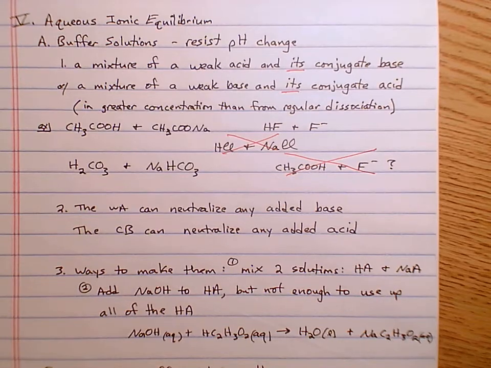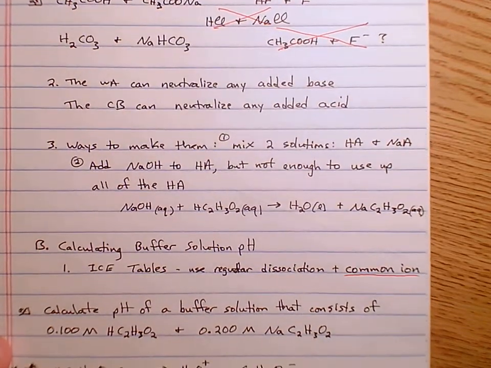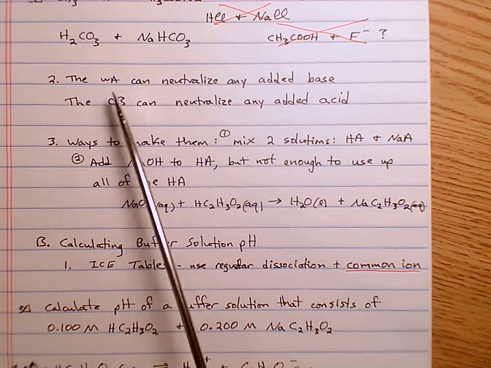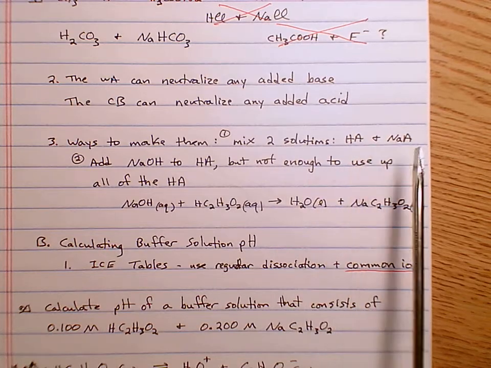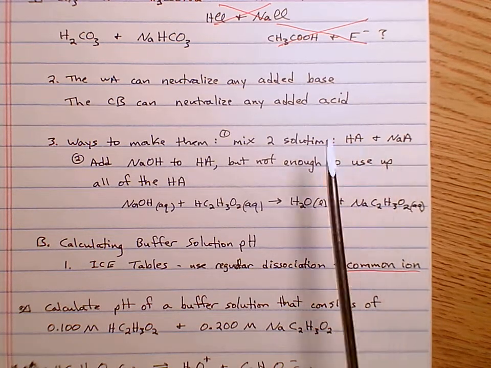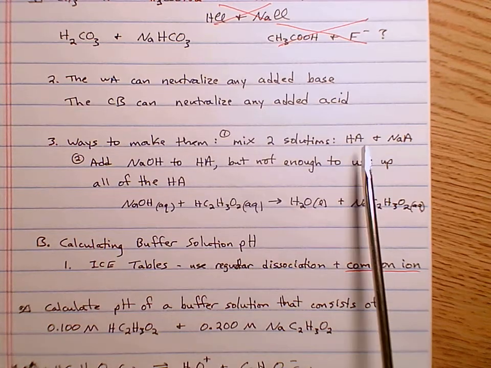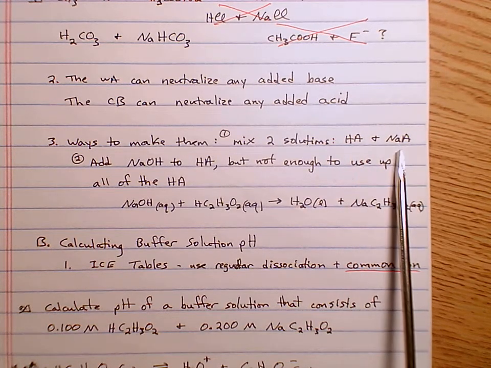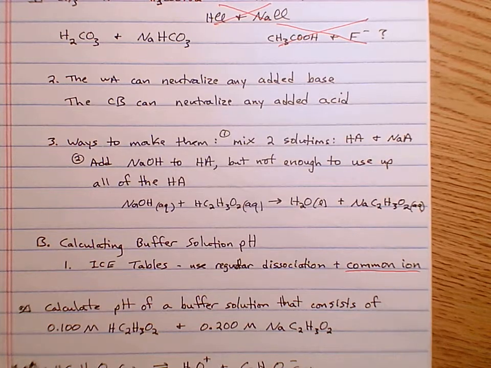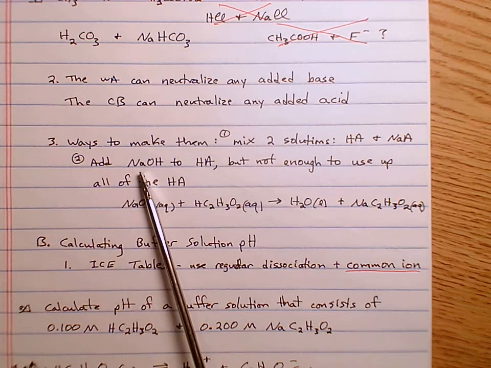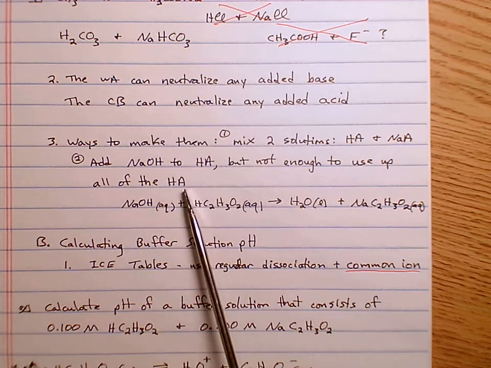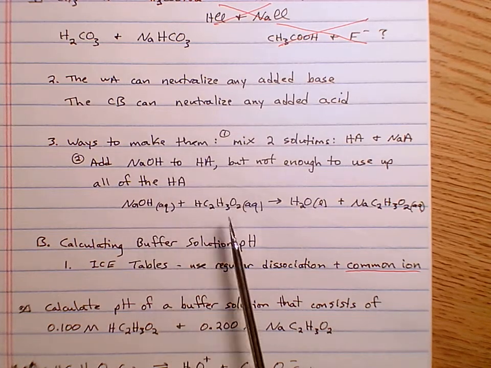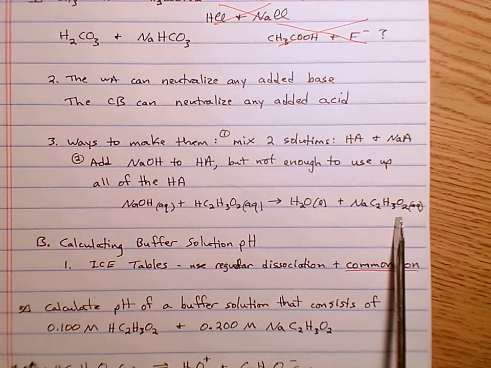Okay, there are several ways to make buffer solutions. The easiest one is to mix two solutions: take a weak acid and a solution of its conjugate base, aqueous, and mix the two together. So take like 0.1 molar acetic acid and 0.1 molar sodium acetate, mix those two solutions together, boom, you got a buffer. Another way to do it is add sodium hydroxide to aqueous weak acid, but not enough to use up all of that weak acid, because sodium hydroxide will react with the weak acid to make water plus the conjugate base.